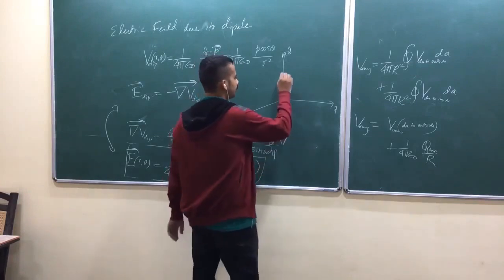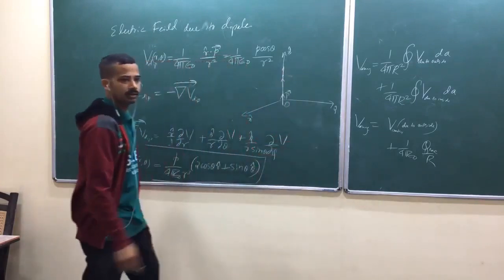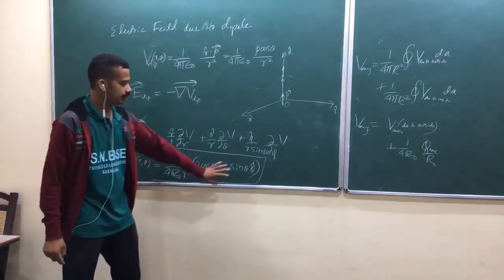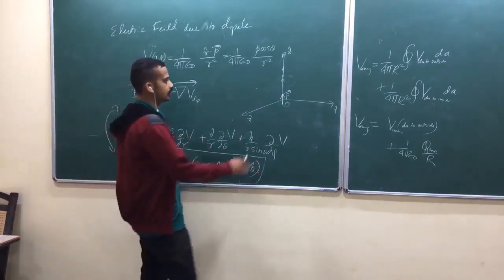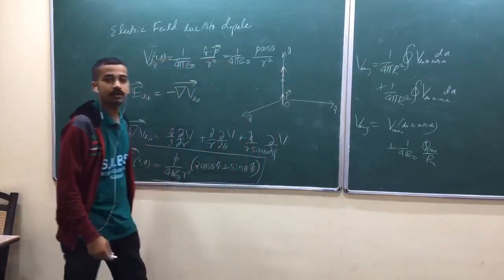Now your r cap is along this direction. Your theta cap is somewhere here, perpendicular to that one. Now look at here. Theta equal to 0. That's why this part is 0. Your electric field is along r cap direction on the z axis.